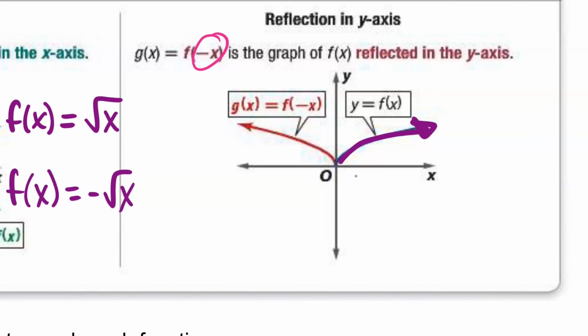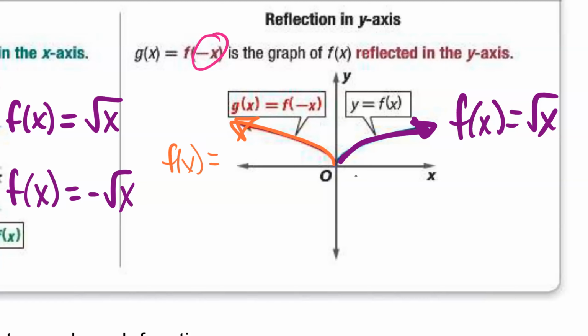All right, reflection in the y-axis. What I was just talking about: this would be f of x equals square root x. If I plug in negative x for x, the graph over here would be f of x equals square root of negative x. Only the negative x values can you plug in to have a positive under the radical.